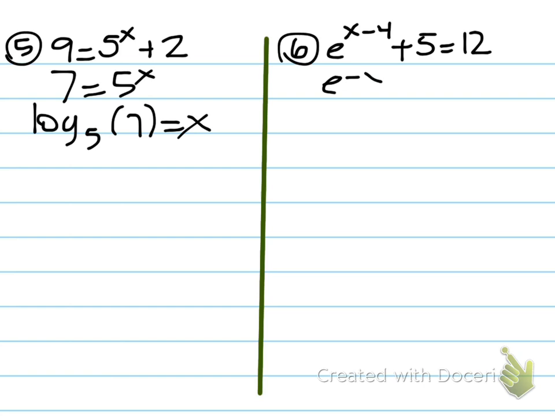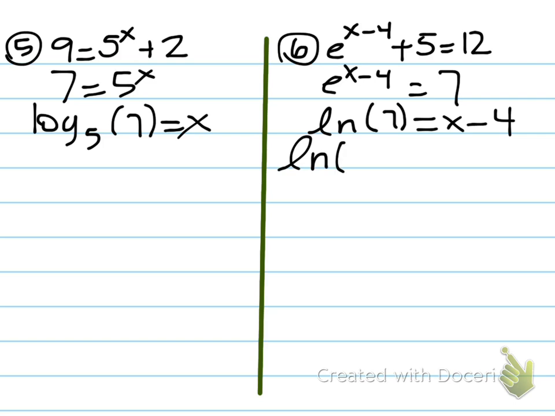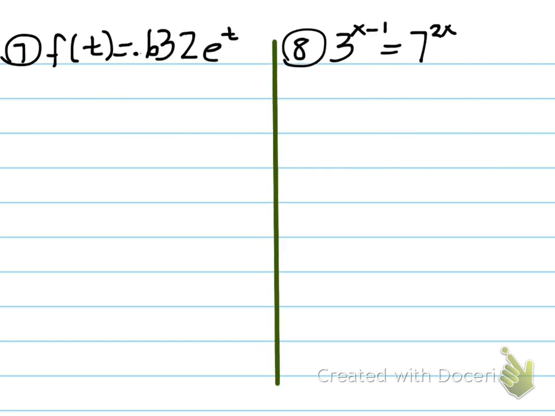Over here we'll isolate the base. So we'll subtract 5 from both sides. We can't get the same base, so we take and convert this. Since I have a base of e, I'm going to use the natural log. So we have the natural log of 7 equals x minus 4, and then we'll need to add 4 to both sides to be getting x by itself. All done.